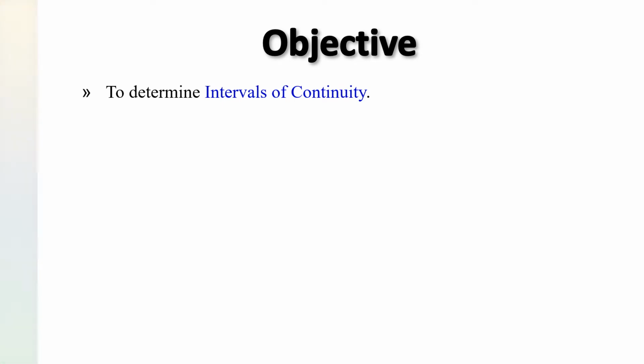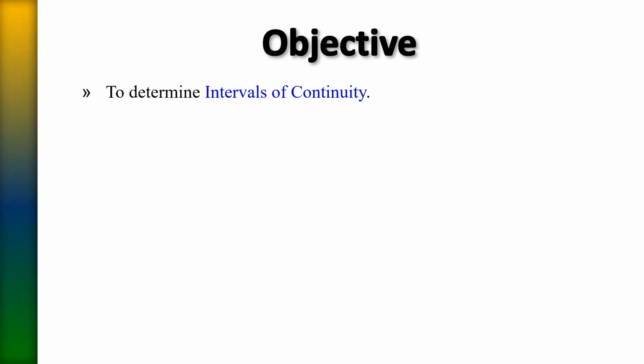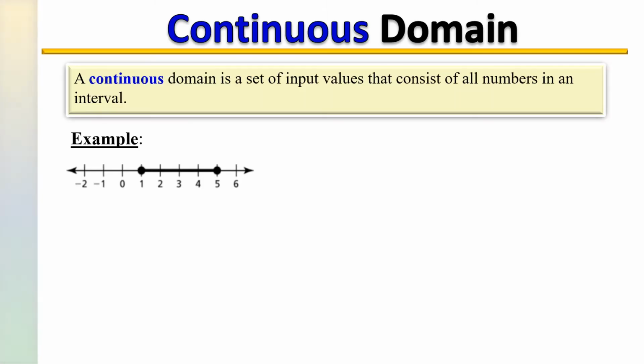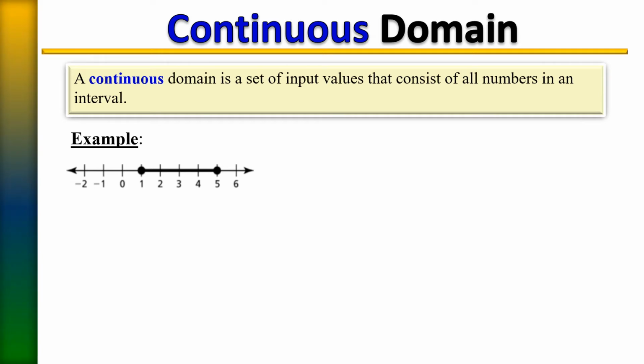In this lesson, we're going to determine intervals of continuity. A continuous domain is a set of input values that consists of all the numbers in the domain. In the example below, we see a line graph that shows an interval between 1 and 5. Notice that it is continuous, which means that it includes all real numbers between 1 and 5.